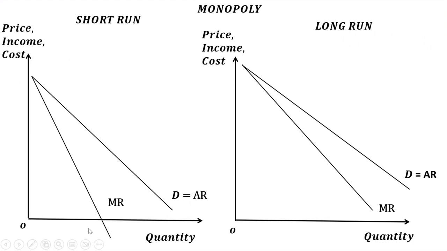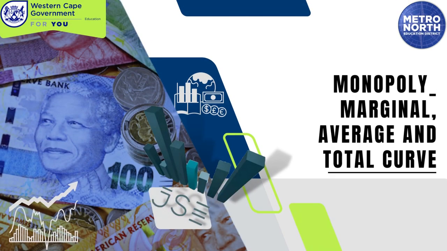The marginal revenue, the amount by which the total revenue increases if one additional unit is sold, will therefore be lower than the price. The marginal revenue curve lies therefore below the demand curve or the average revenue curve. The marginal revenue, average revenue, and total revenue curves.